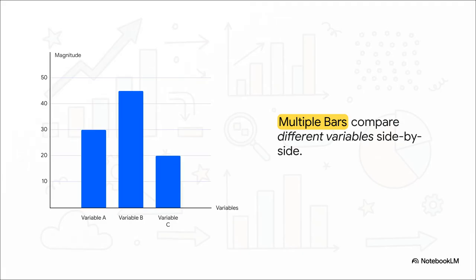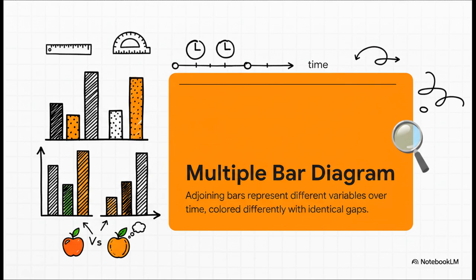Okay, but what happens when we want to look at more than one thing at a time? Imagine taking your monthly electricity and water bills and stacking them right next to your neighbor's bills. You're making a direct, side-by-side comparison of different variables at the exact same points in time. That's a multiple bar diagram. In this setup, two or more bars are standing shoulder to shoulder. They represent different variables or maybe different components of the same variable over a period of time.